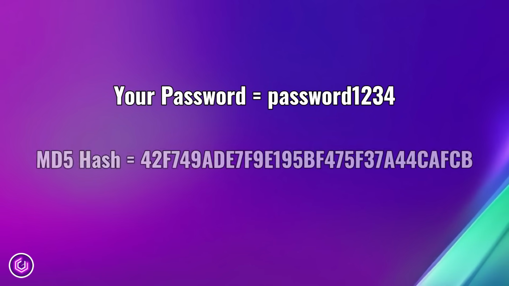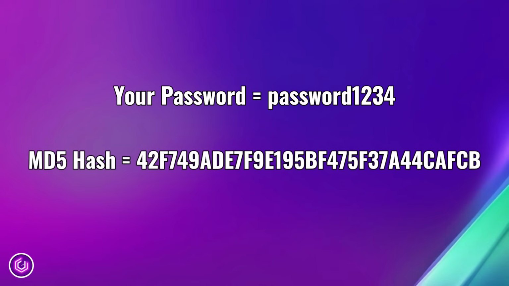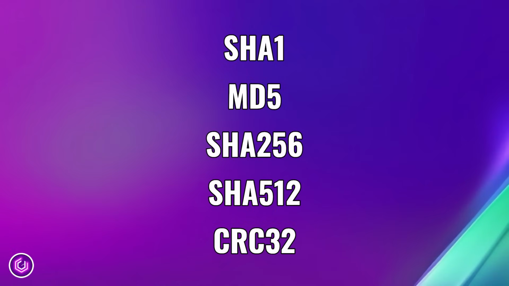On the screen is a simple password that really shouldn't be used out on the internet. Underneath is the algorithm used to encrypt and manage the password. The result you see is a long line of letters and numbers. There are multiple types of hashing algorithms you can use, shown on the screen, such as MD5 and SHA-256.